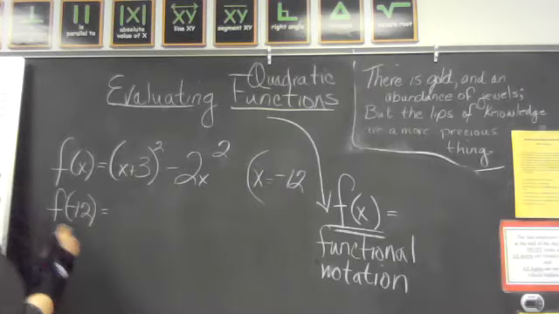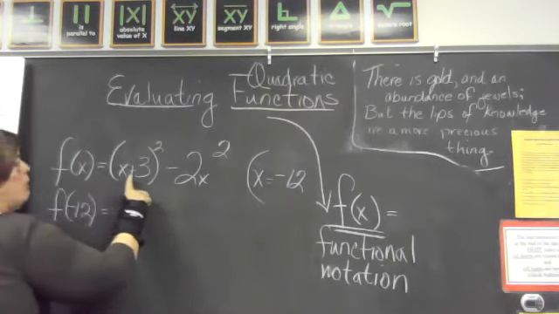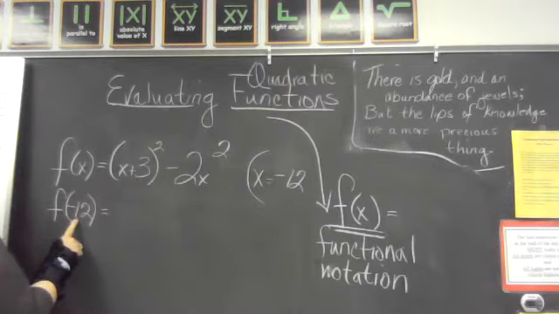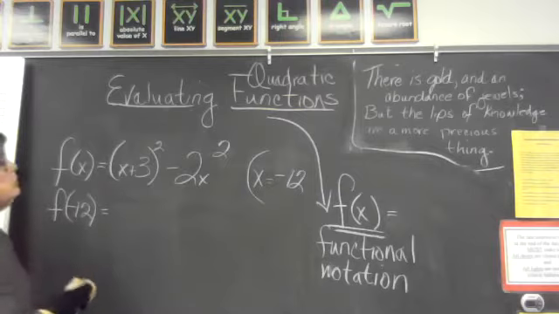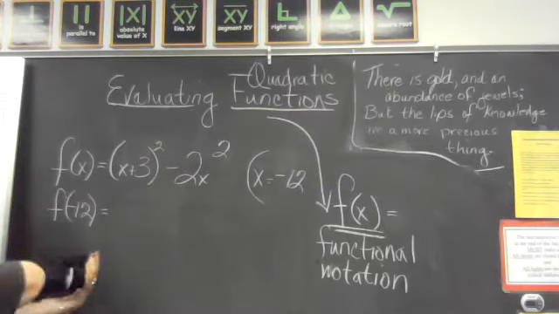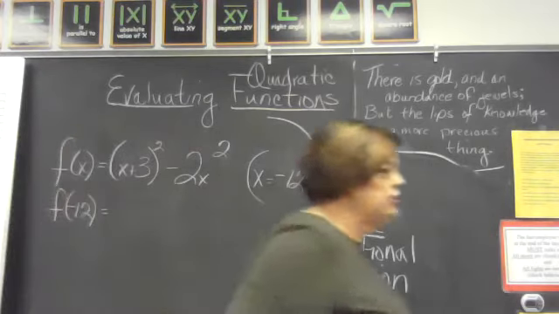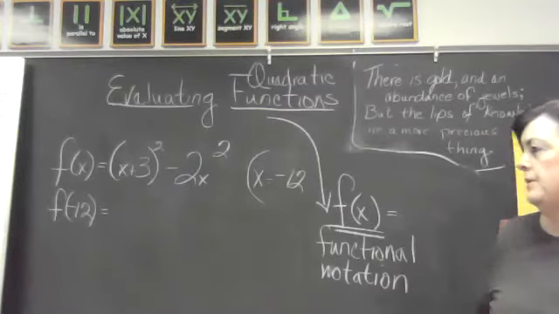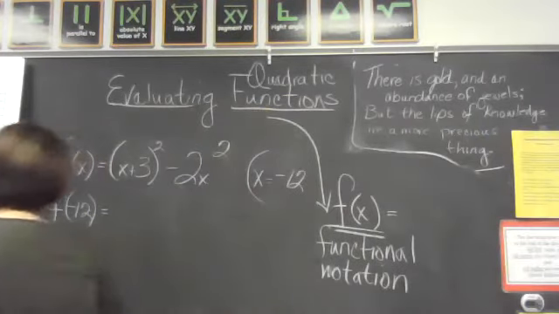Okay, so what it's telling you here is every time you see an x, you're going to plug in a negative 12. Now, a good rule to go by when you're going to plug in or substitute values into a function is to always plug them in with parentheses. So here's what it's going to look like.